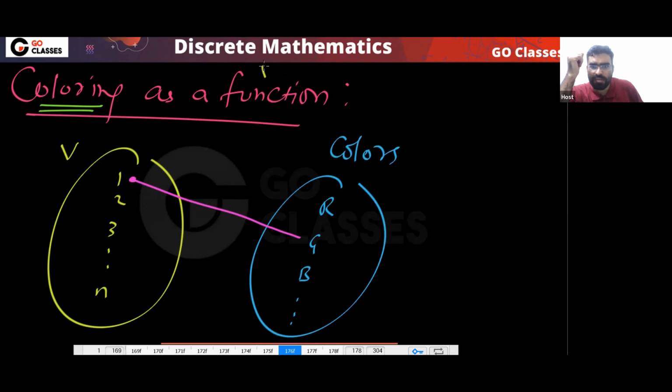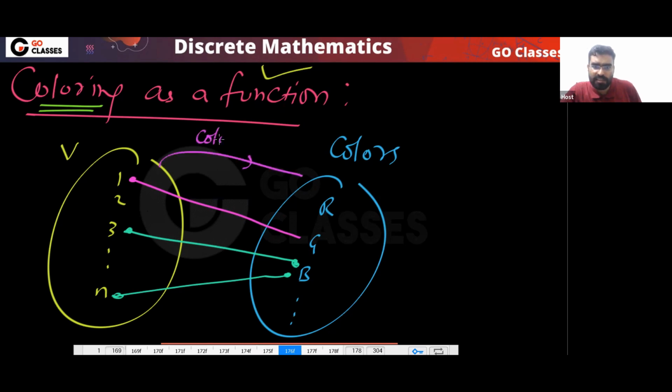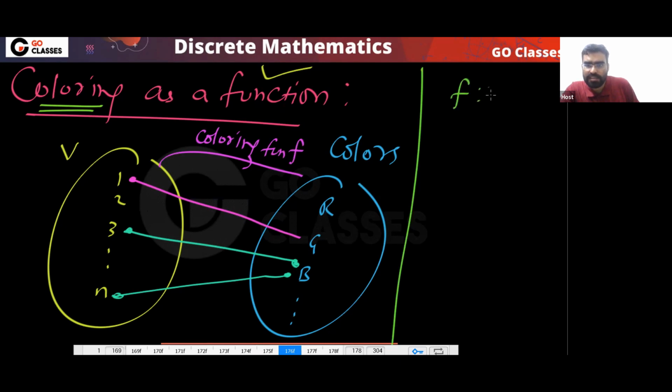Yes or no? This is a function, because every vertex should have exactly one color. So this is a function. And what is the condition on this function? This is your coloring function f. What is the condition on this function f? This function f is from V to colors.